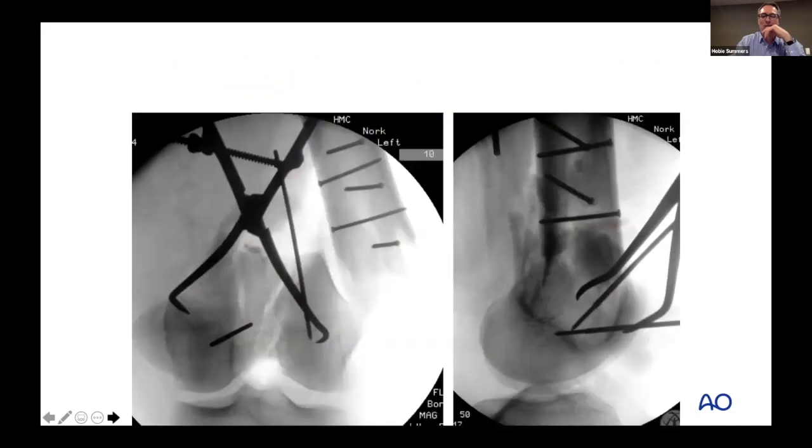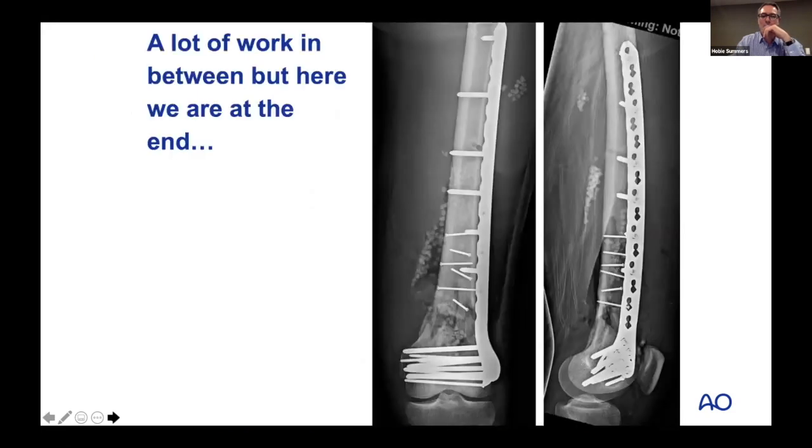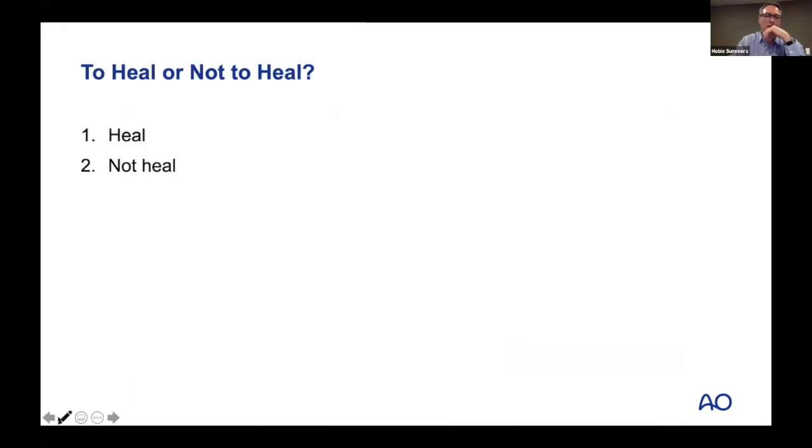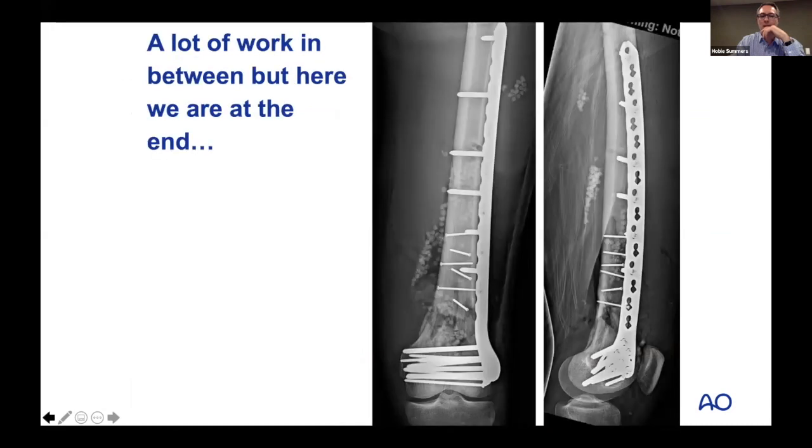Okay, so here we are fixing that, fixing the joint, putting this together. So here we are at the end. Some antibiotic beads still in there. Is that femur going to heal or not heal? It's a great case.